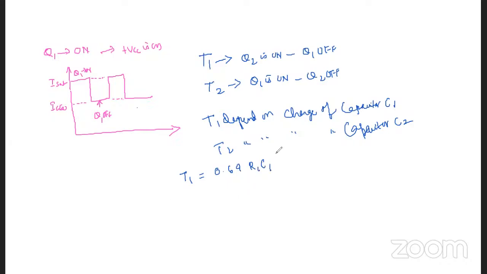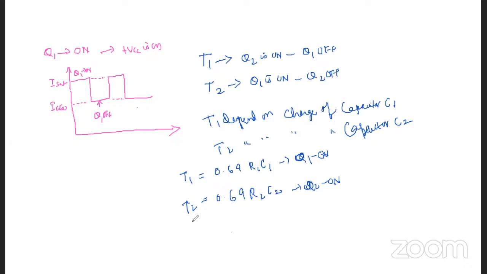So this is nothing but the Q1 on time. And similarly for T2, we get 0.69 R2 C2. So this is for the Q2 on time, the transistor Q2 on time, and the earlier one is for the Q1 on time.